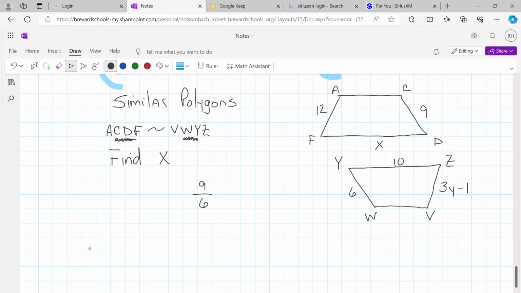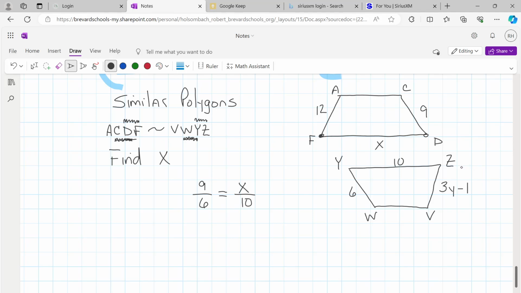Okay? We're going to set that equal to, we're going to take the x from the top, FD, and put it in the numerator, and we're going to put it over whatever side FD corresponds to. Well, FD, or DF, is the third and fourth letter in the description, and it corresponds to the third and fourth letter in the description, which is YZ. And Y to Z is equal to 10.